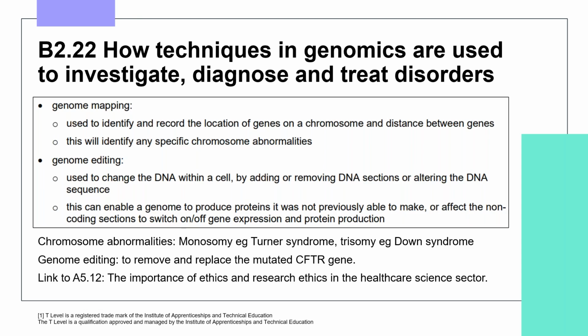conditions such as Down syndrome, where there are 3 chromosomes present instead of a pair. And then for genome editing, it's used to change the DNA within a cell by adding or removing DNA sections or altering the DNA sequence. This can enable a genome to produce proteins which it was not able to make previously, or affect the non-coding sections to switch on or off gene expression and protein production. Now, this could be used, as another example, to edit or replace a mutated CFTR gene, linking it back to the example from the previous slide.